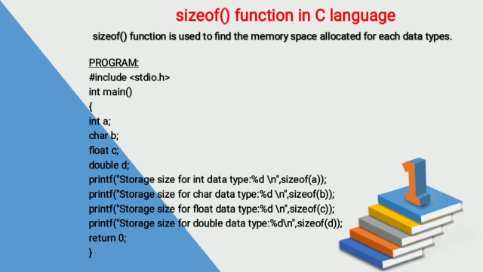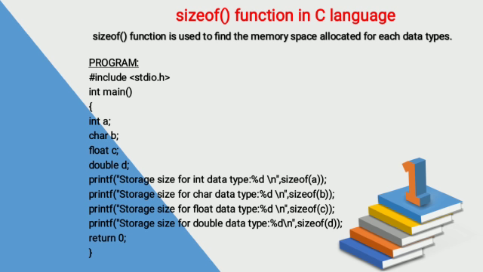So here variable A is declared in integer data type and the variable B is declared in character data type and variable C is declared in float data type and variable D is declared in double data type. printf, storage size for int data type. So here the sizeof function calculates the size of the variable A. Here A is of integer data type and integer occupies 2 bytes in memory, so sizeof A is 2.